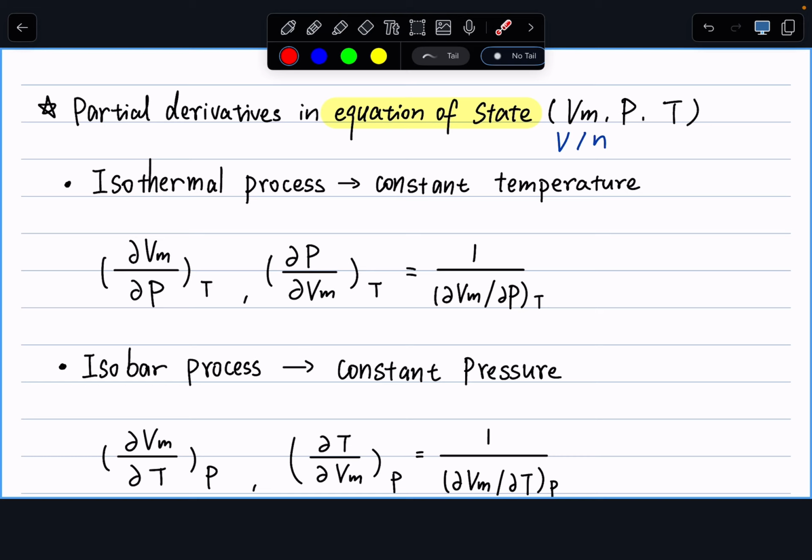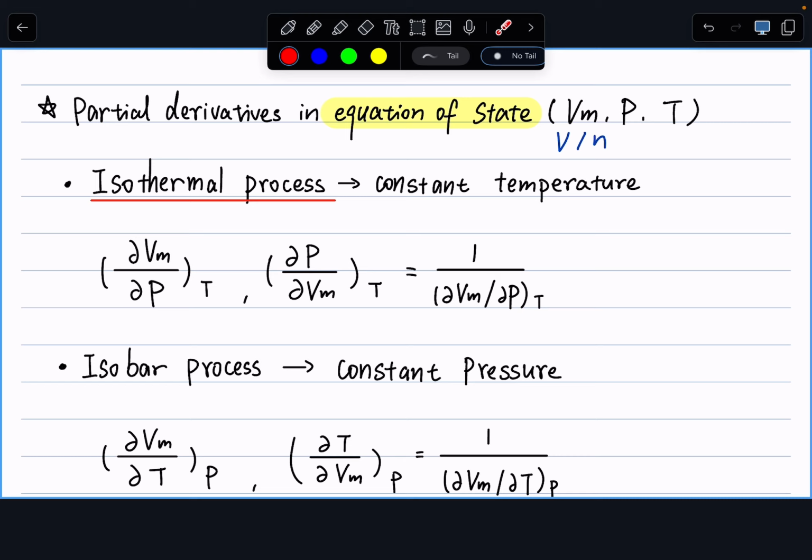For example, we can have an isothermal process. When we say isothermal process, in thermodynamics, it means we're keeping the temperature constant and focusing on the relationship between pressure and volume. So the pair of partial derivatives we can come up with is the partial derivative of molar volume with respect to pressure at constant temperature, or the partial derivative of pressure over molar volume at constant temperature.